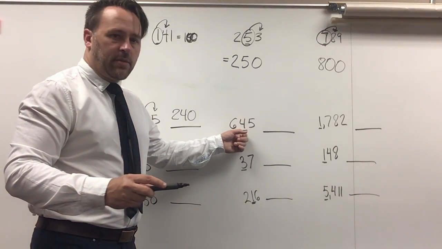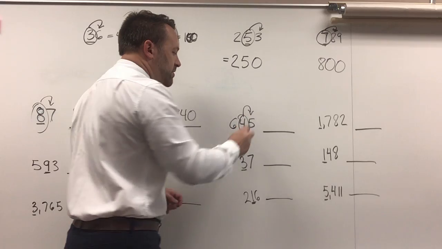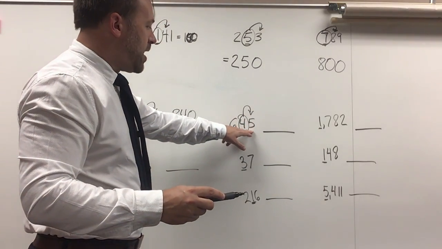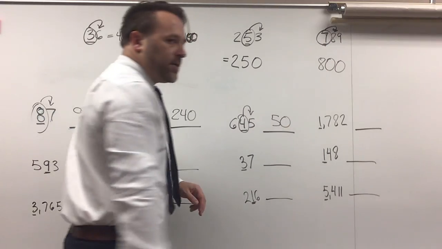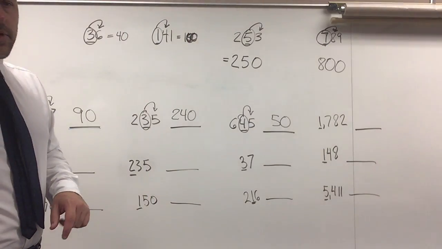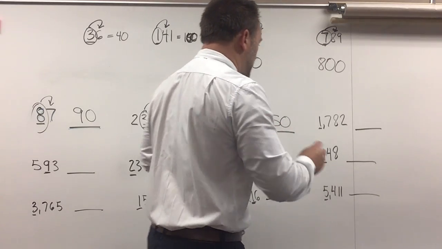645, same deal, right? I'm rounding to the 10, but I'm gonna look at the ones place. It's also halfway, so this one also rounds up. 50, right? Did I do something wrong? What's wrong? Oh yeah, 650.